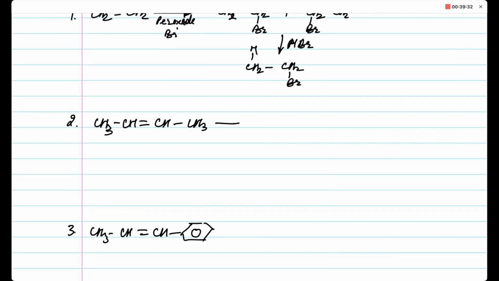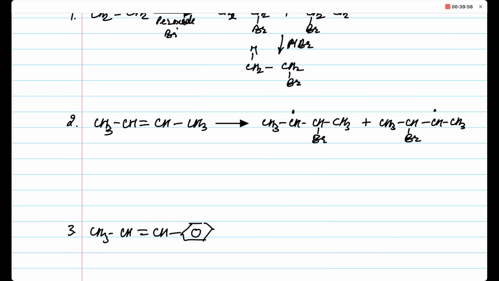Here again, we are going to react it with Br radical, that is HBr in presence of peroxide. We are going to get CH3, CH, CH, CH3, allowing the Br to react on the right carbon. We are going to have bromine here. We are going to have radical here. Again, we are having CH3, CH, CH, CH3. The bromine is attacking on this particular position. The radical is going to be formed on the right carbon.